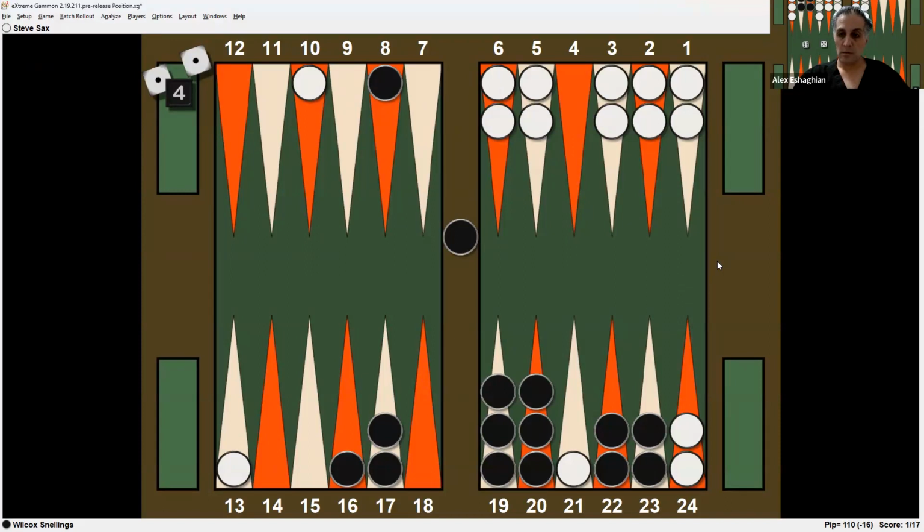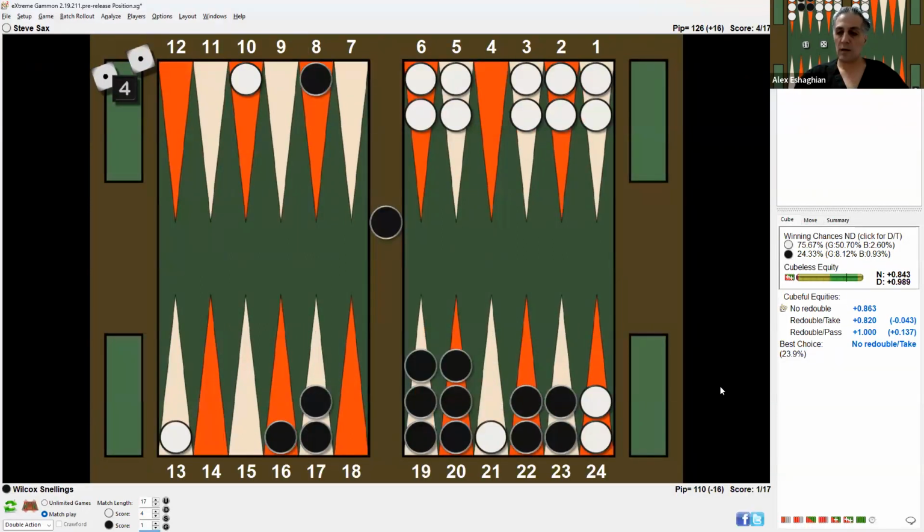So let's look. This is what the plus-plus analysis showed at this score. It turns out to be a small no double and a comfortable take. Steve thought about this for some time, but Wilcox was thinking about the take decision while Steve was thinking about the doubling decision, and he took rather quickly.